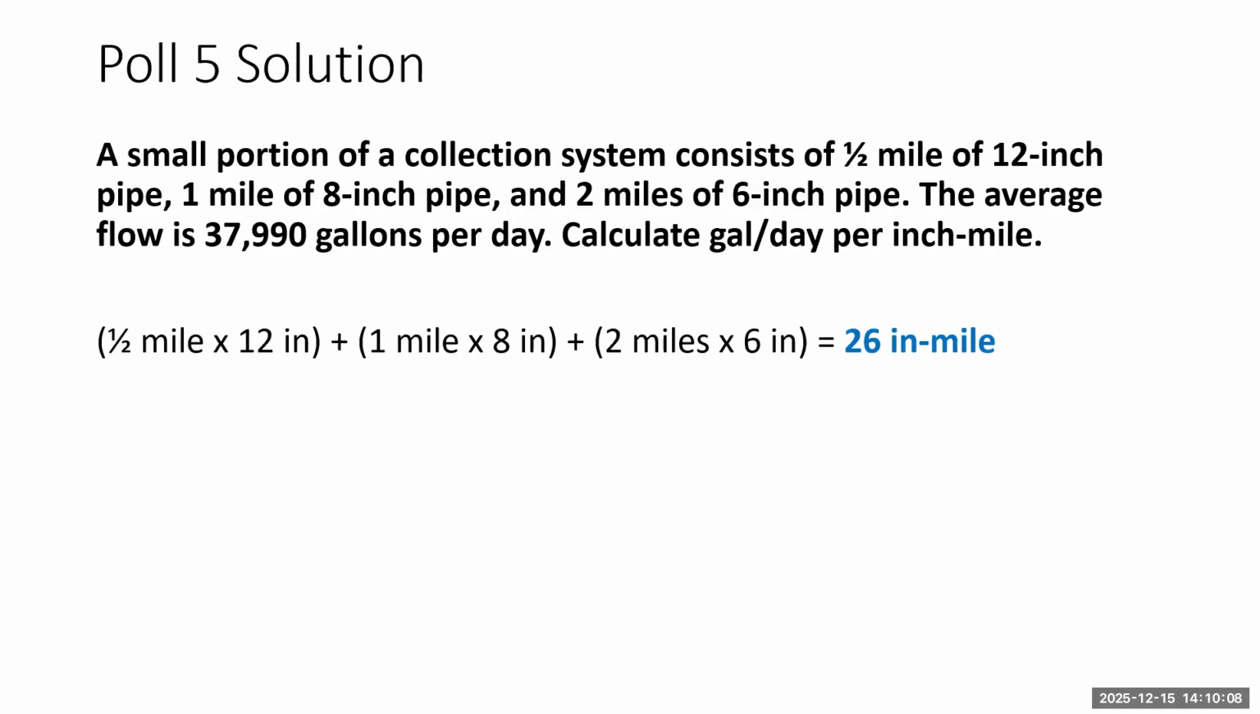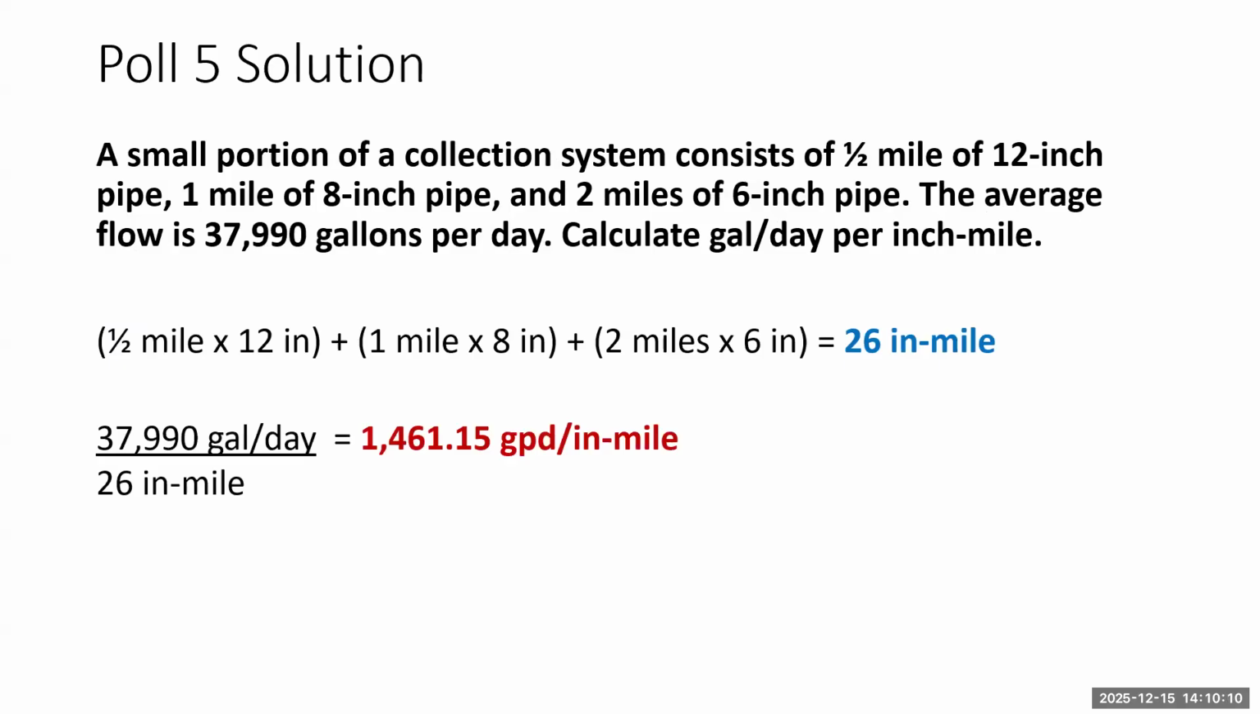And now we're going to take the flow and divide it by the inch diameter mile. 37,990 divided by 26 gives us 1,461.15 gallons per day per inch diameter mile. And that's below 1,500. So we're below what would be considered excessive infiltration.